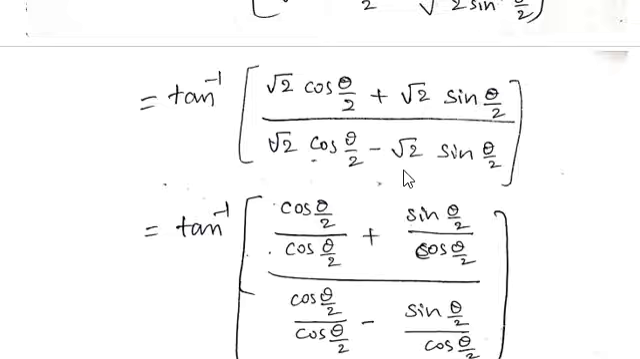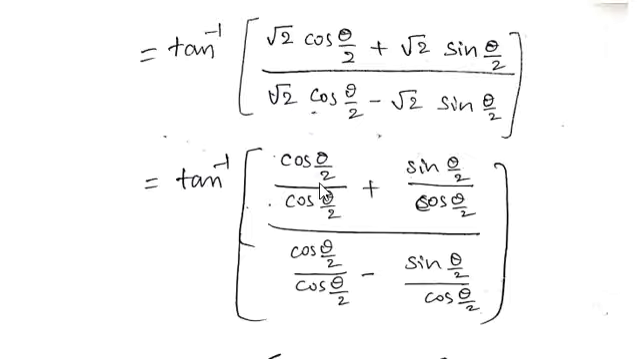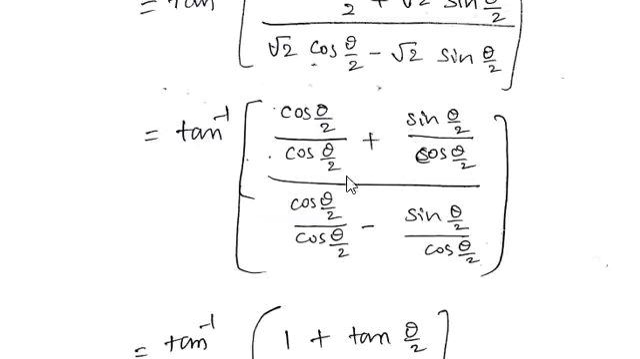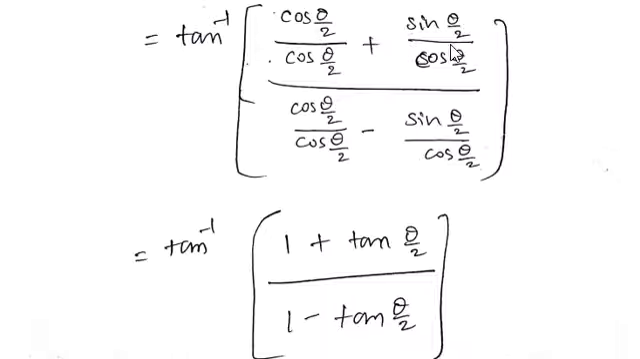dividing the numerator and denominator by cos theta by 2, such that we can write cos theta by 2 by cos theta by 2 plus sin theta by 2 by cos theta by 2 in the numerator, and the denominator is also the same thing, dividing each term by cos theta by 2. So that is cos theta by 2 by cos theta by 2 minus sin theta by 2 by cos theta by 2. So if you see, this is 1, and sin theta by 2 over cos theta by 2 is tan theta by 2, and also this is 1 and this is once again tan theta by 2.